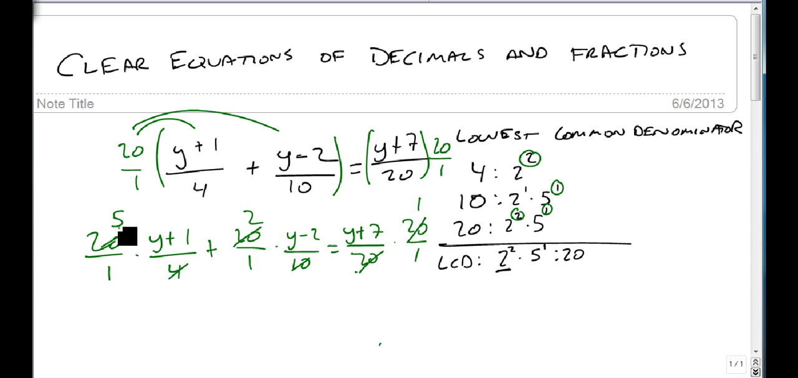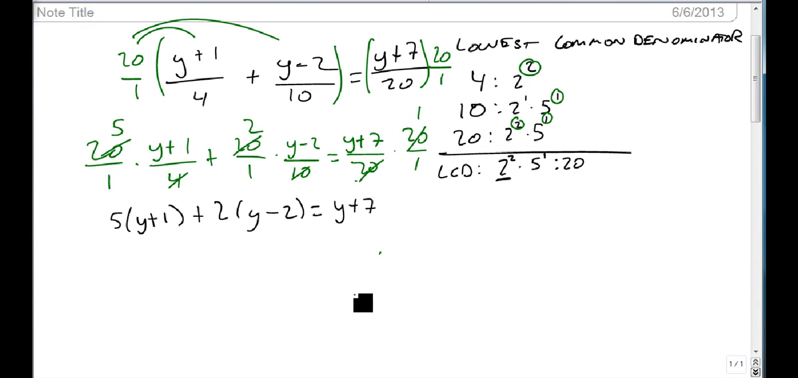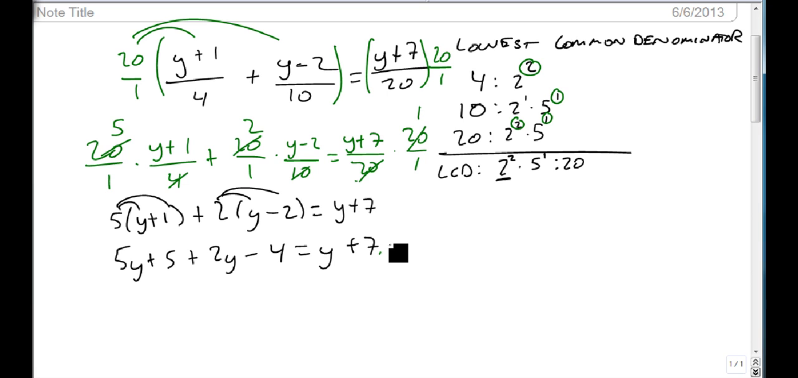So we're left with this 5 on the outside times what was on top, y + 1, plus 2 times what was on top, y - 2, equals 1 times y + 7. And now we are ready to solve this problem as if it was any of the other ones that we've seen earlier. So we can start by distributing: 5y + 5 + 2y - 4 = y + 7.